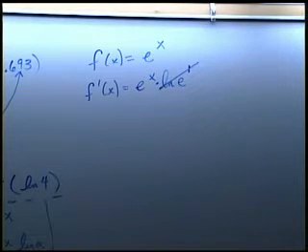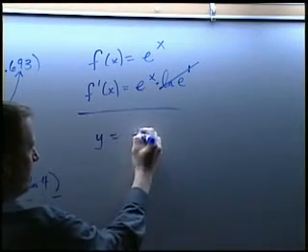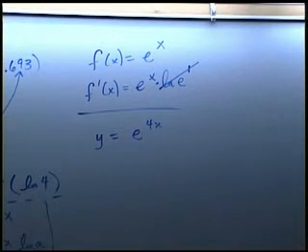Now let's look at a couple of examples here. What if we do something like this? What if we have e to the 4x? So what if we change up and don't have just an x up in the exponent? What if we have something like 4x? How does this affect our result?